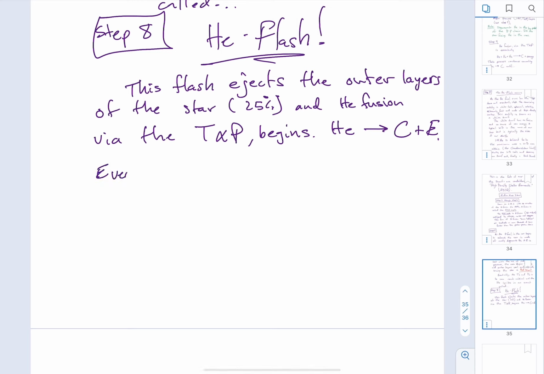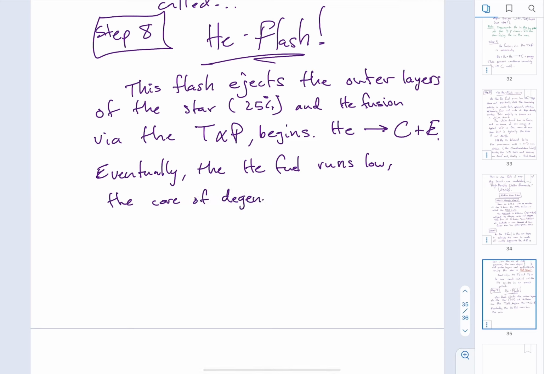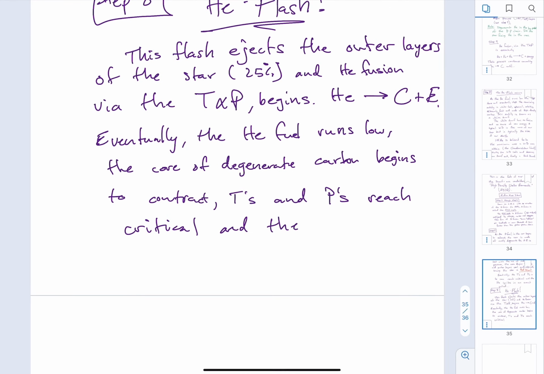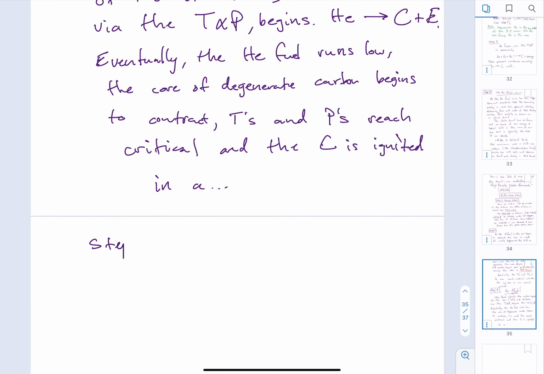And we'll say eventually, but this is a shorter eventually, the helium fuel runs low. The core, which is now mostly degenerate carbon, begins to contract, temperatures and pressures in the core reach critical, and the carbon is ignited in a, we're going to say step 9, you guessed it, a carbon flash.